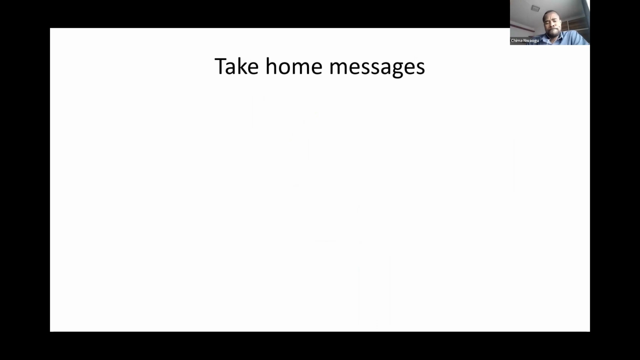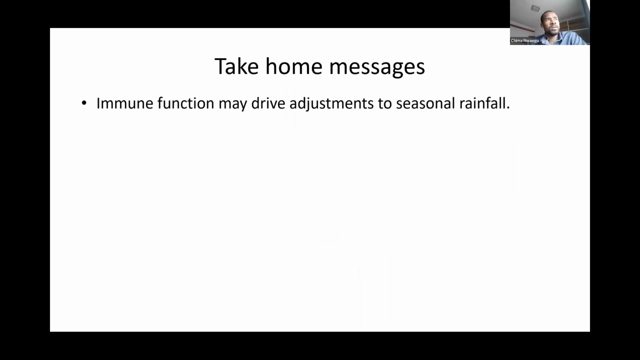So, putting everything together, like we looked at breeding, immune function, body mass variation, moult, and all the seasonal variability, what do we take from there? We see that immune function might actually be a very important factor that allows birds to cope with the wetness and the dryness that takes place seasonally.